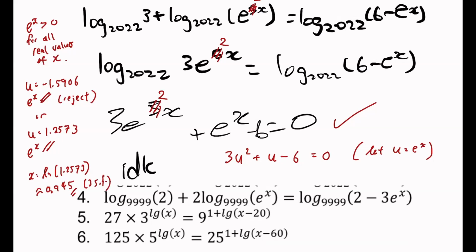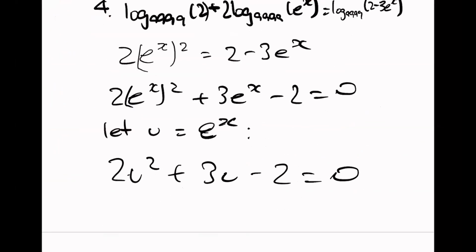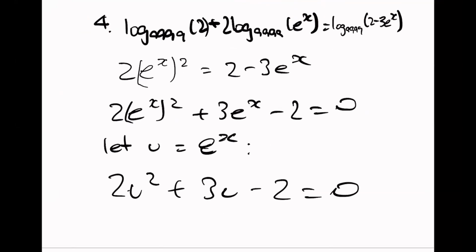Okay, can. Then part 4, 5, 6. Let's see. So part 4, you have log 2 base 9999, 2 times log e power x base 9999 equals log base 9999 of (2 minus 3 times e power x). So here there's a 2, which is a problem. We have to bring it up first. Then you get e power x to the power 2, which is e power 2x. Then you have 2 multiplied by this, 2 times (e power x) squared.